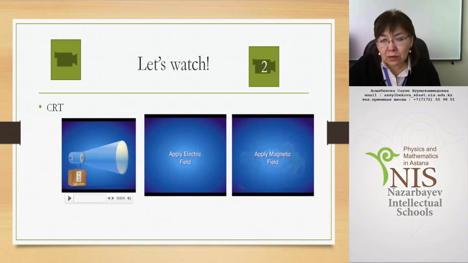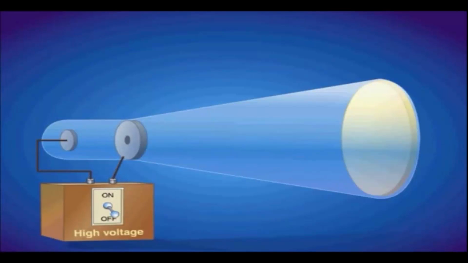Let's now see some simple movies which show how a cathode ray tube works, the base, a simple basic unit of it, and how the electric field and magnetic field affect the motion of the charged particles. Let's watch.